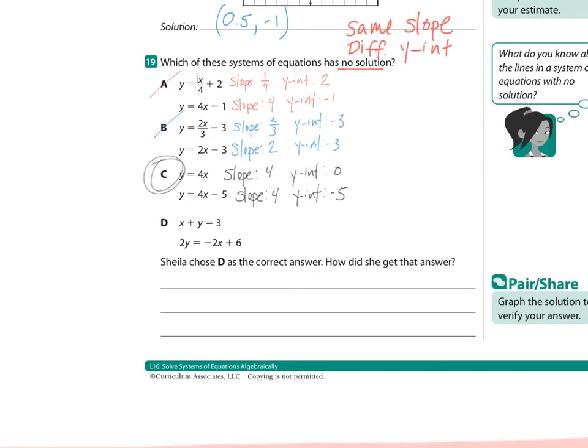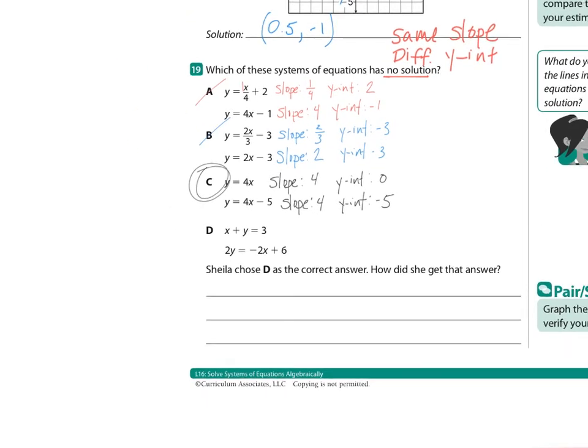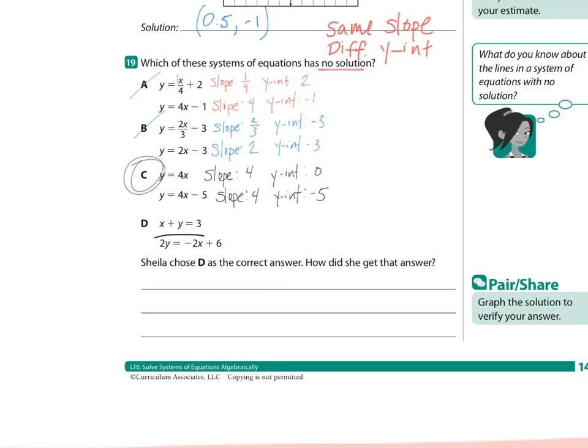So how did Sheila get D? Well, it looks like if you double all of those values, right, you'd have 6, you'd have 2x and 2y. If you rearranged the second equation and brought x over with y, you'd have 2y plus 2x. So I'm thinking she thought really this pair has infinite solutions, but that's not what we were after. We were after no solutions.